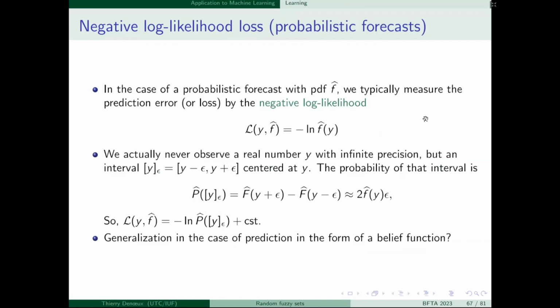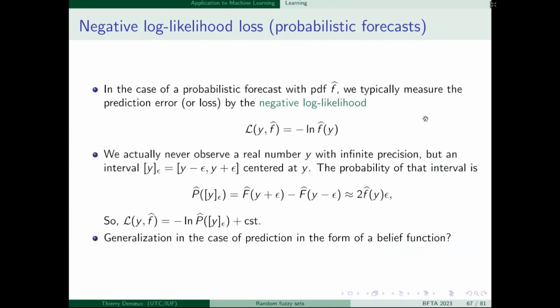So the probability of that interval, in this area, if epsilon is small, is approximately 2 times f tilde of y multiplied by epsilon. Okay, the proof is here.